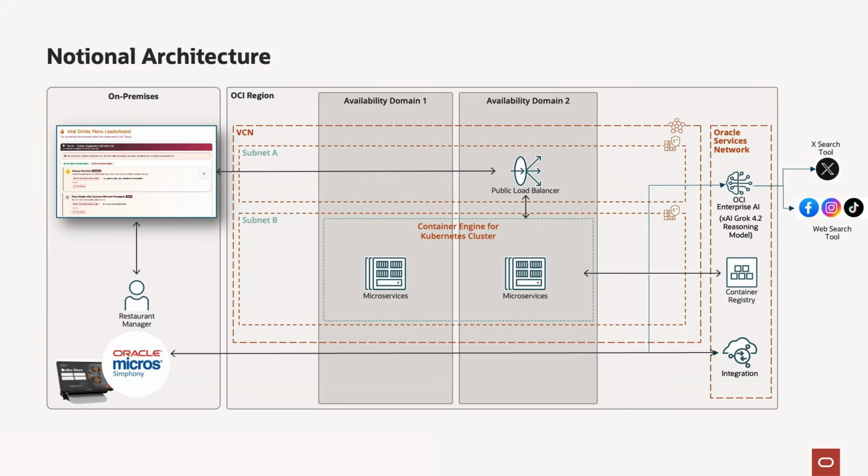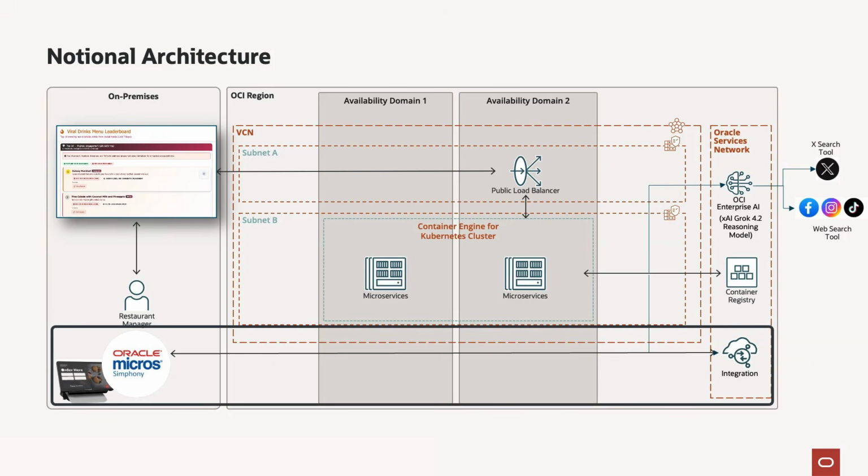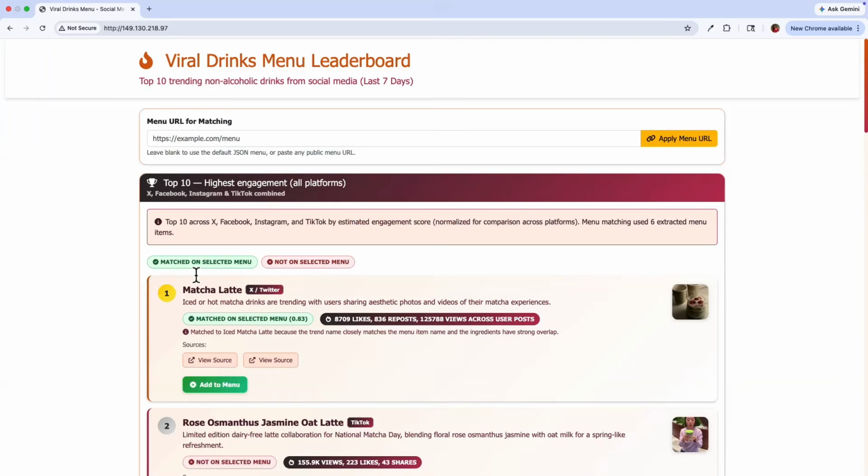Once a restaurant manager identifies the trending drinks, they can easily select it and push it to the menu. This is done by integrating with the Simphony system using CNC APIs that is enabled through Oracle Integration Cloud.